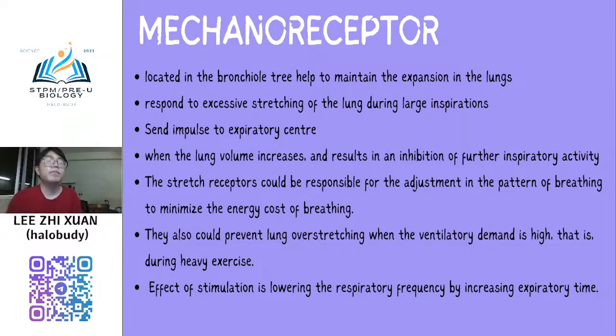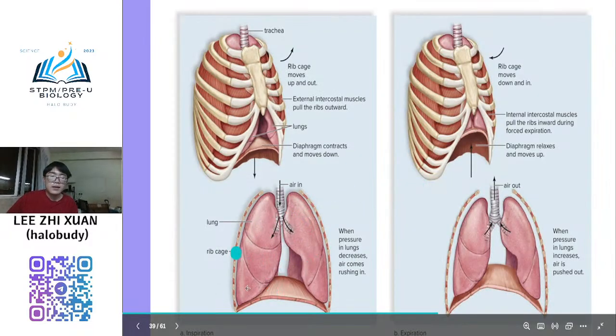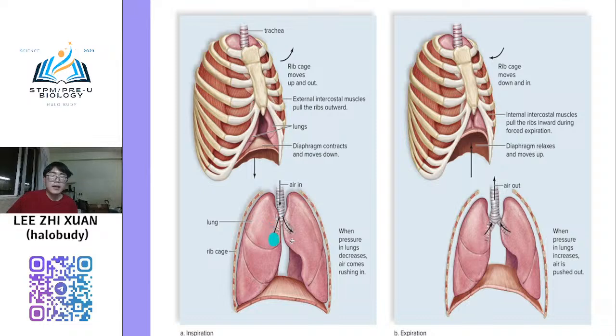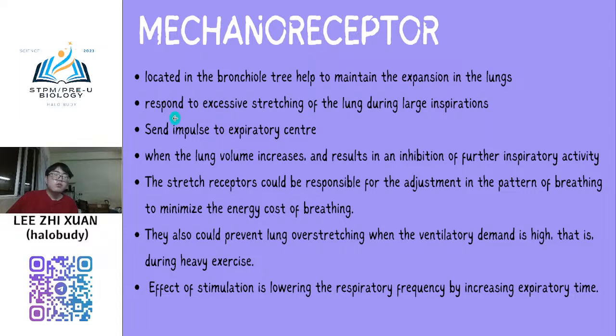Okay, so normally the mechanoreceptor is located in the bronchial tree, and its main function is to help the expansion in the lung. Dia dekat lung punya, dekat sini punya. The stretch receptor or mechanoreceptor, they are located here, bronchial tree one. Normally it responds to extensive stretching of the lung during large inspiration, and then it will send the impulse to the expiratory central.